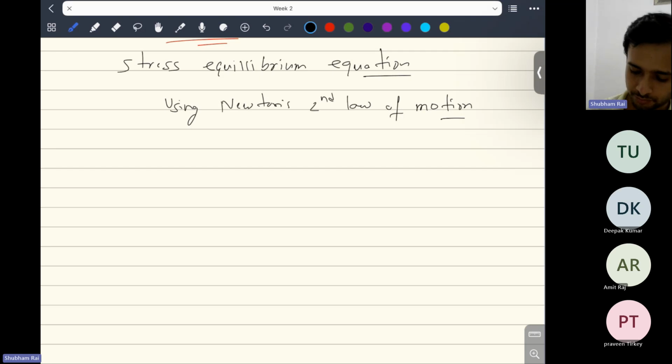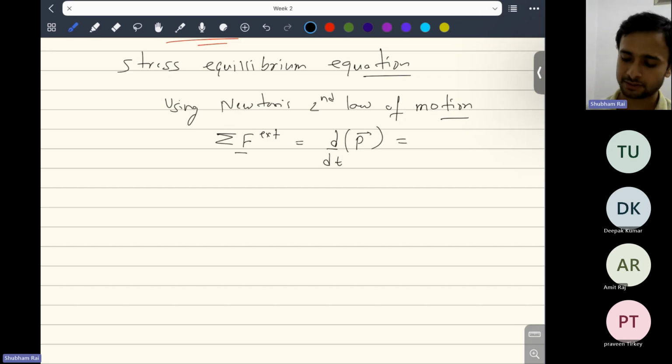So let's just write it. The summation of all the external forces that are acting on the body should be equal to the rate of change of linear momentum. And the rate of change of linear momentum can be written as the total mass of the body times the acceleration of the center of mass of the body.